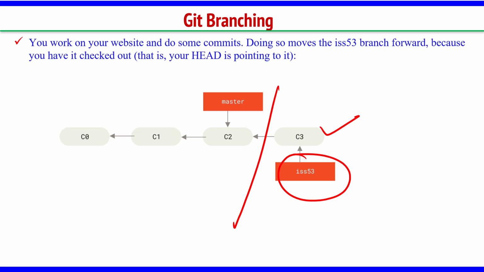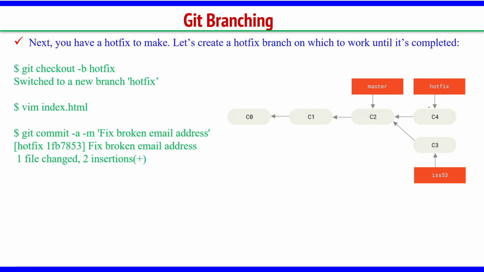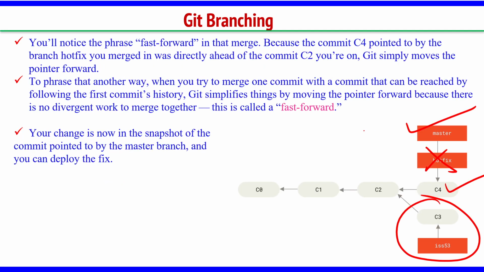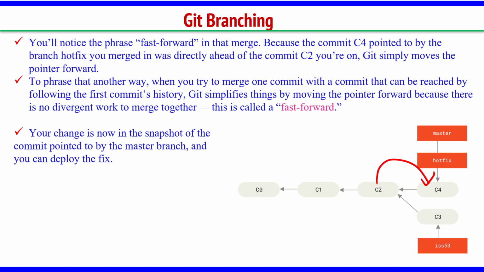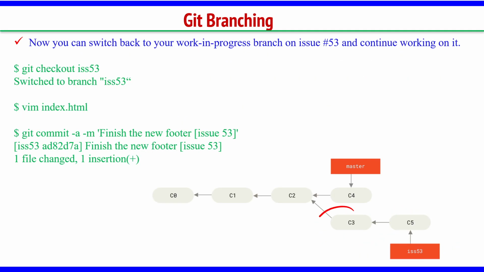In between, I got another fix, I got another problem, right. To solve that problem, what I did? I created commit C4 on top of C2, right. On top of C2, I made another commit C4, that is my hot fix. After this, I merged it, I shifted my master from C2 to C4, because C4 is my latest code after the hot fix, right. Then after that, I started working on my previous issue number 53. In this branch, I made another commit C5.